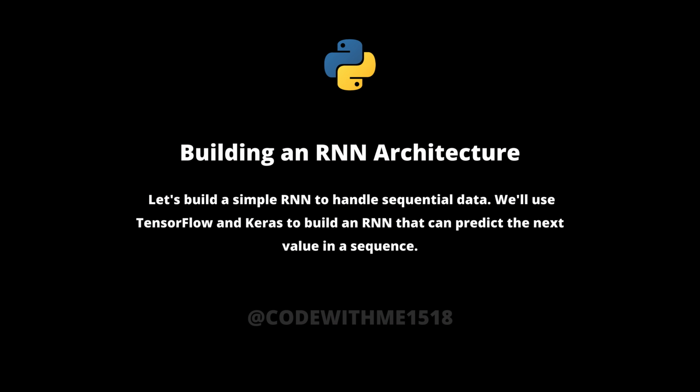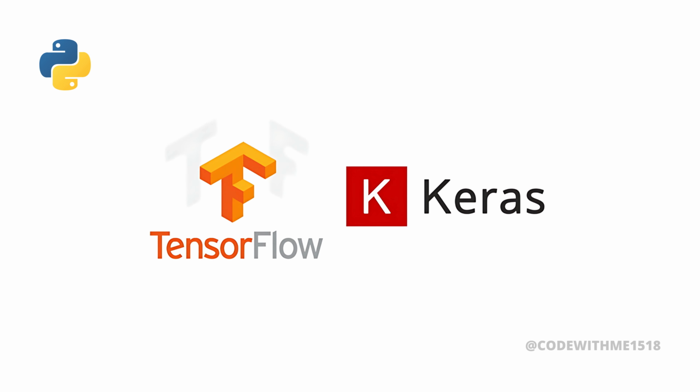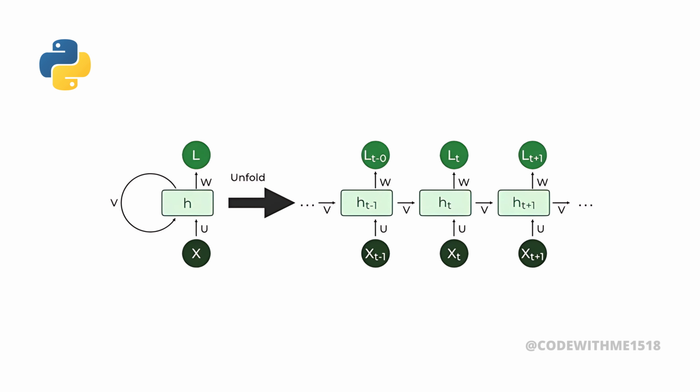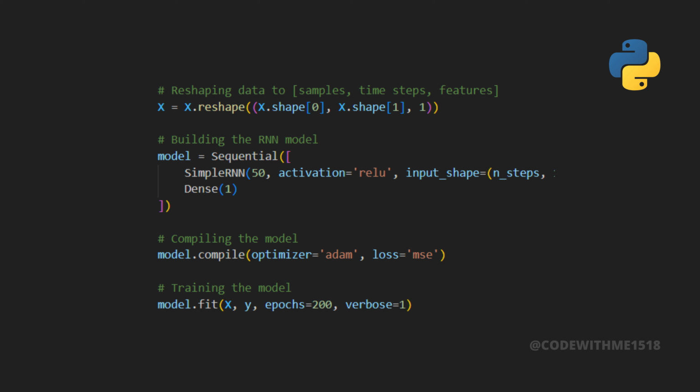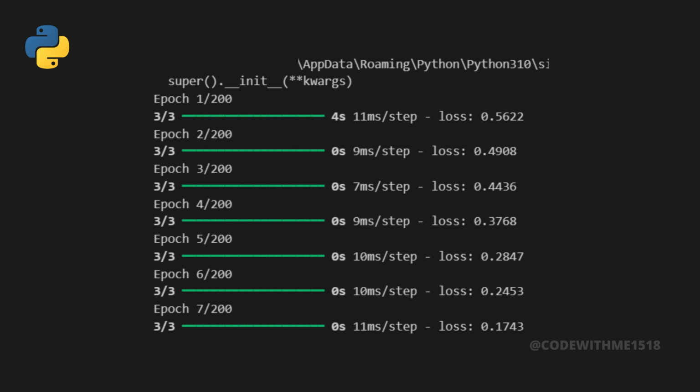Now that we understand the basics, let's build a simple RNN to handle sequential data. We'll use TensorFlow and Keras to build an RNN that can predict the next value in a sequence. Let's start by installing the necessary libraries and importing them into our project. In just a few lines of code, we've built and trained a simple RNN to predict the next value in a sine wave sequence. This model uses a simple RNN layer followed by a dense layer to output the prediction.